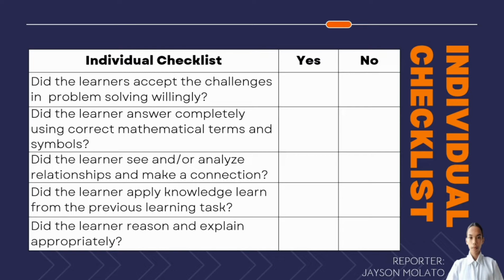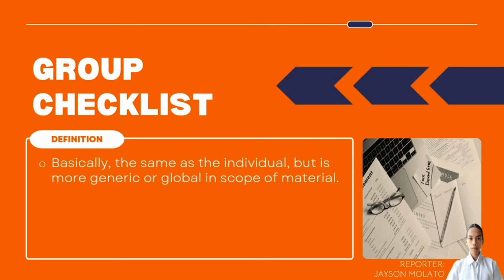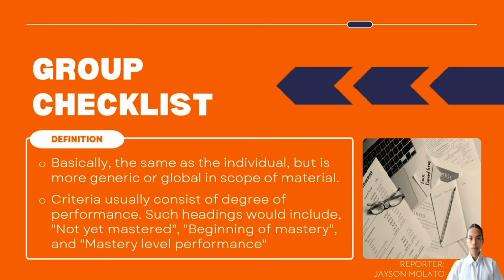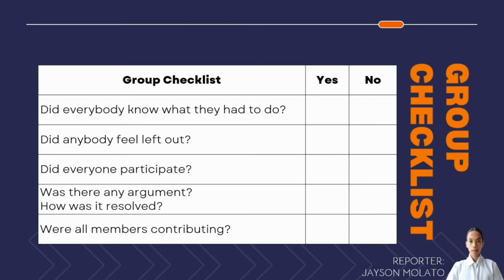So the next checklist is the group checklist. It is defined the same as the individual, but it is more generic or global in scope of material. The criteria usually consist of degree of performance. Such headings would include not yet mastered, beginning of mastery, and mastery level performance. So this is an example of a group checklist, and it is evaluated as a group, or you are giving the students a group activity or project.